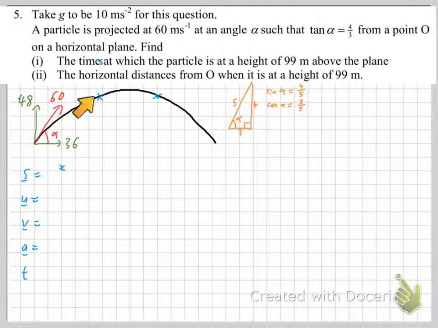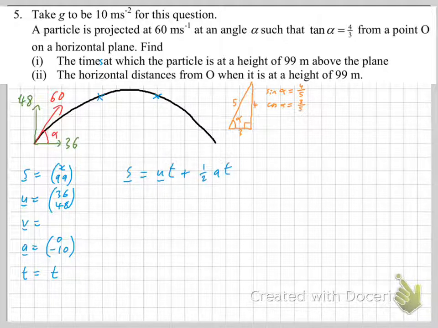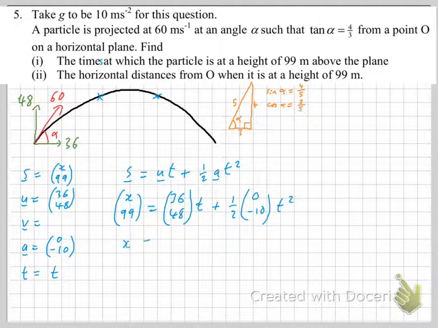So at these 2 points, we don't know how far along it is, but we do know it's 99 up. So I'm saying s is 99. We know u, that's our green components. a is 0 and minus 10 for this question. t is the thing we go via, a sort of go-between between the 2 components. So we've got s, u, a and t: s equals ut plus half at squared, our old friend. Substitute everything in and split into the 2 separate equations.